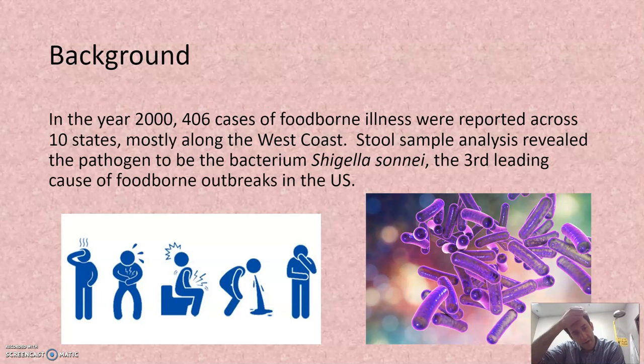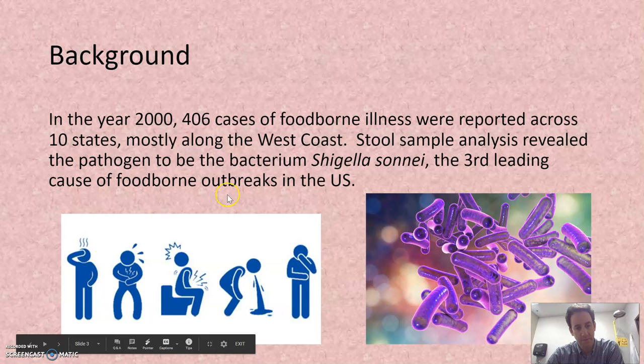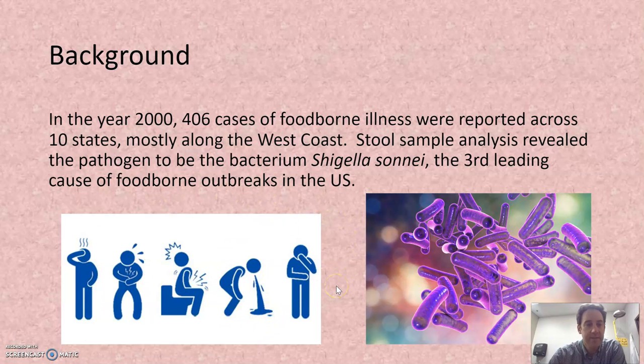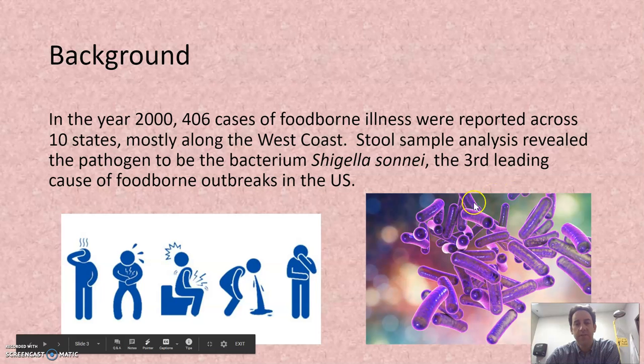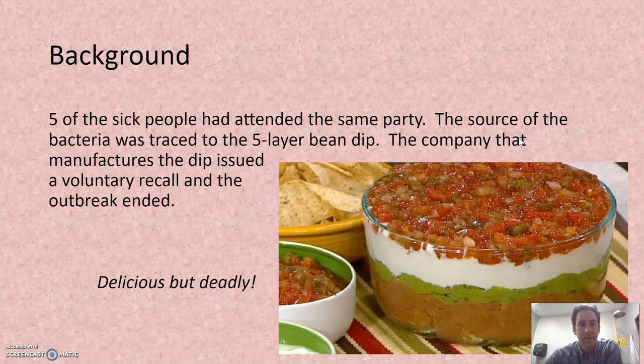So the scenario was in the year 2000, there were 406 cases of foodborne illness across 10 states, mostly along the West Coast. Here's some entertaining images of foodborne illness to really bring that home. This is my personal favorite. Stool sample analysis revealed that the pathogen involved was the bacterium Shigella sonnei, which is the third leading cause of foodborne outbreaks in the United States.